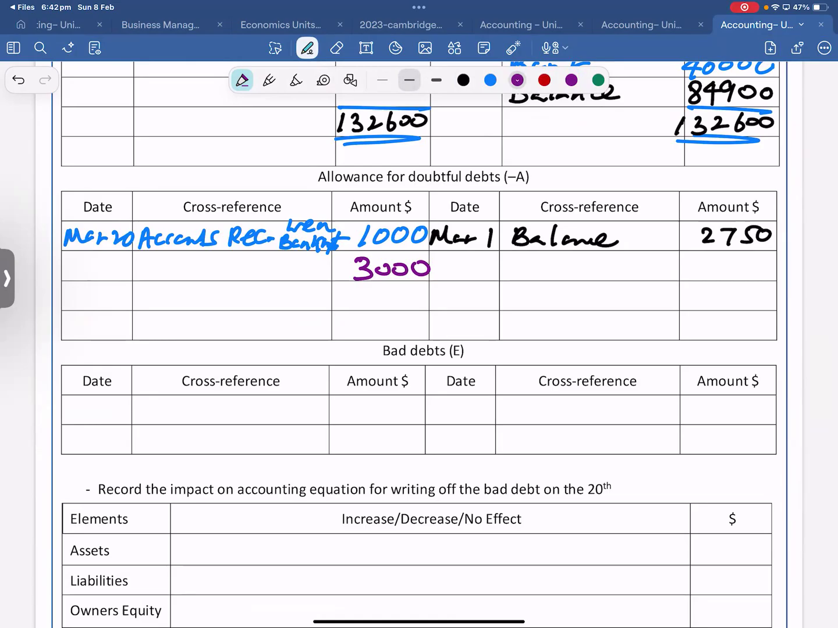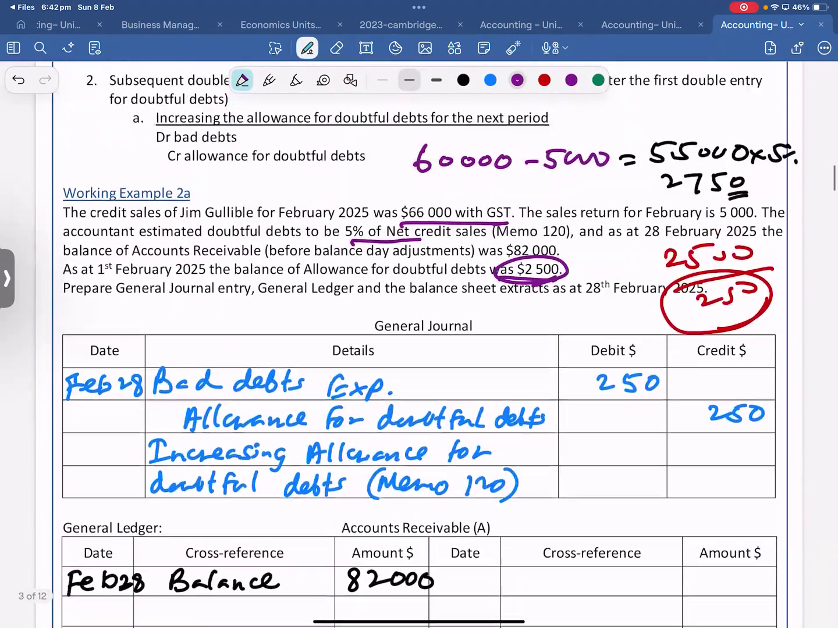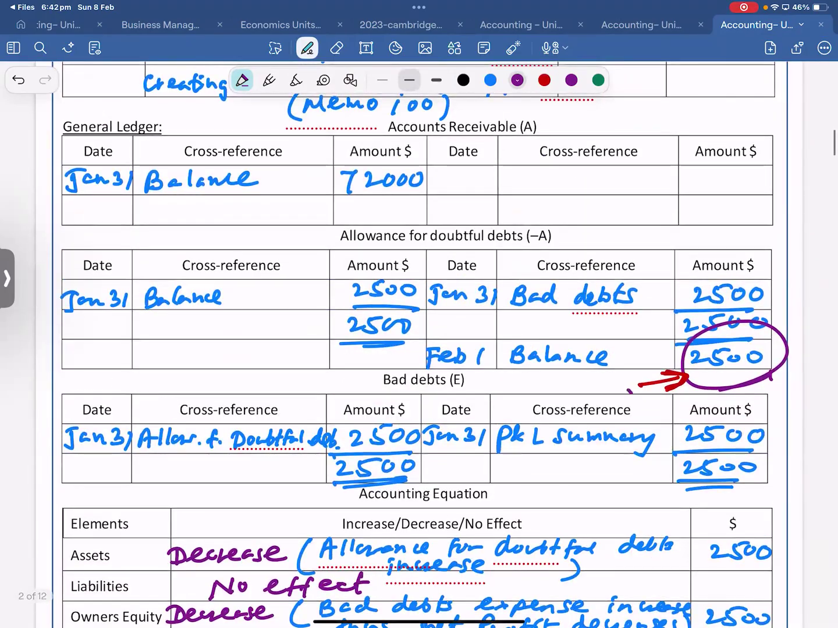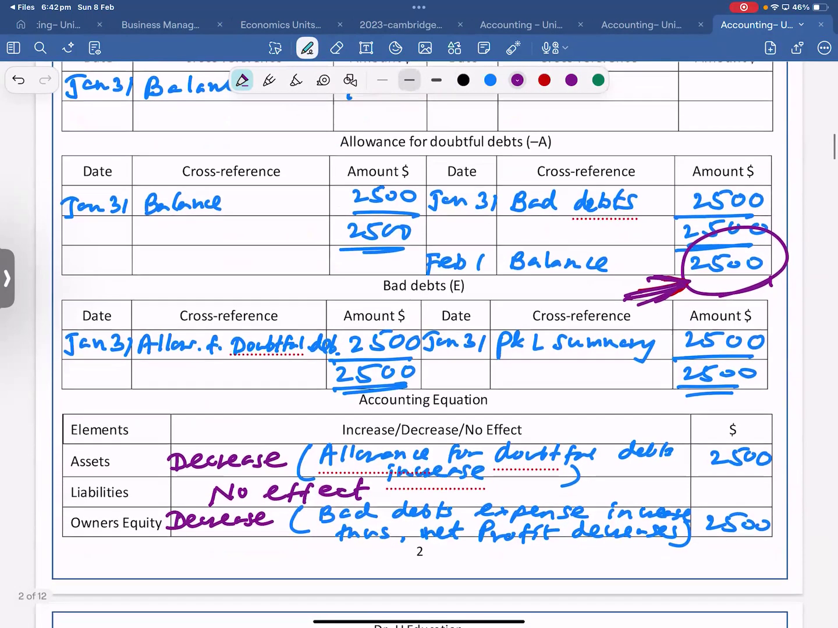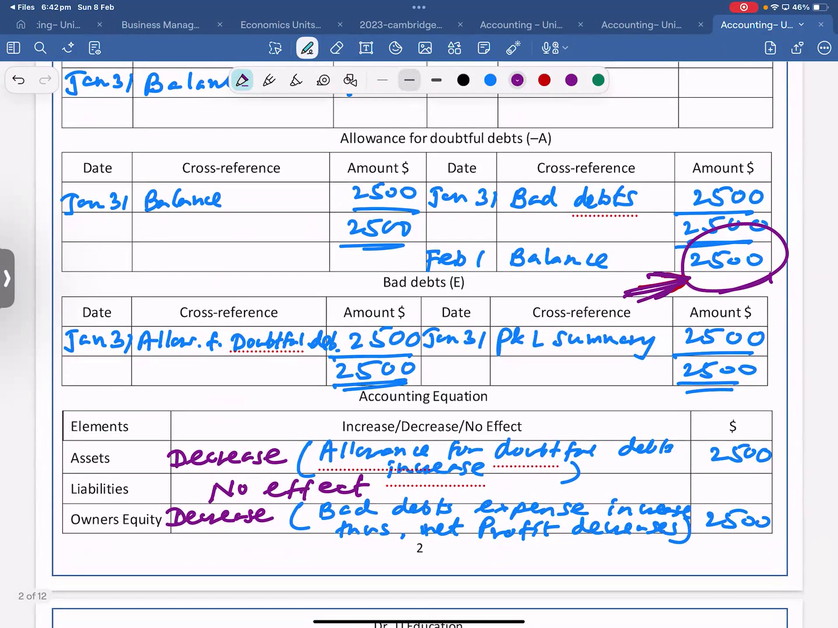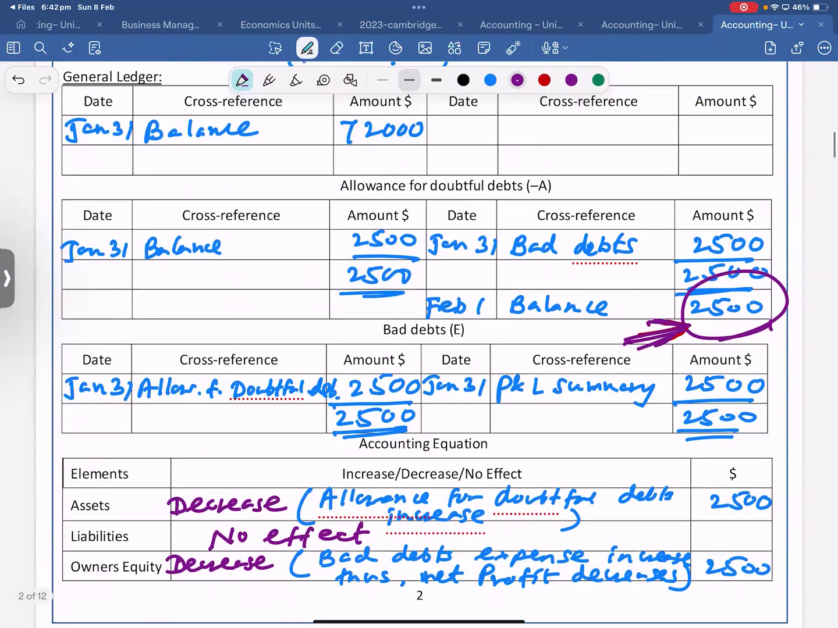Okay, what did I say? This 3,000, what's the interpretation for the 3,000? I told you, I emphasized the same thing here also. At the beginning, what did I tell you? 2,500 is what we started with. What does that mean? Yeah, that's the balance for the next period. We are telling the users we are not sure about these people. Same thing, guys.